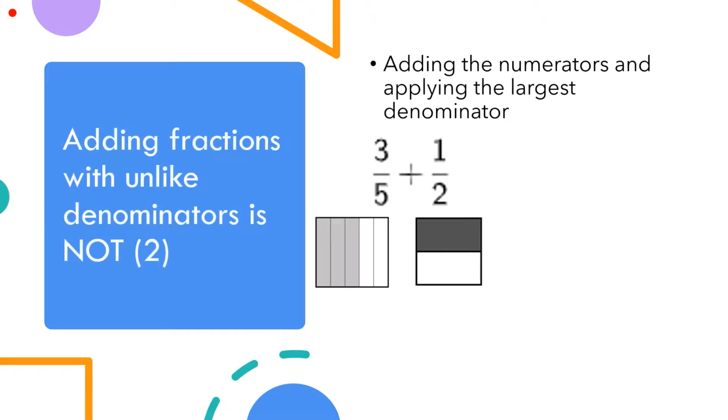It also is not adding the numerators and applying the largest denominator. So if I were to take 3 plus 1 is 4 and just apply the highest denominator, which is 5, that's not right either, because we're not considering the size of this fraction here, which is 1/2. It's not 1/5, it's 1/2. So there's a big difference between 1/2 and 1/5. If we just apply this denominator, this is definitely a lot smaller than what this actually should make.